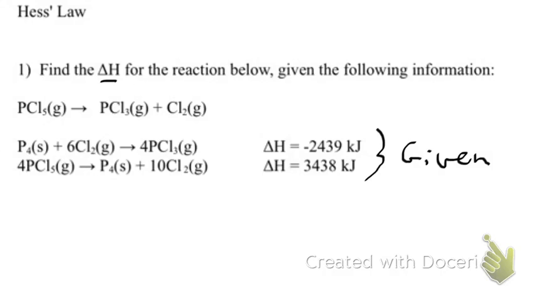Alright, so the way we're going to do this to start is that we're going to try and make this reaction and this reaction look like this reaction. In this reaction we have 4 PCl5s. In this reaction we want only one PCl5. So what we're going to do is divide this whole reaction by 4, because that would cancel this 4 out and make this look like that. And we're going to rewrite it down below.